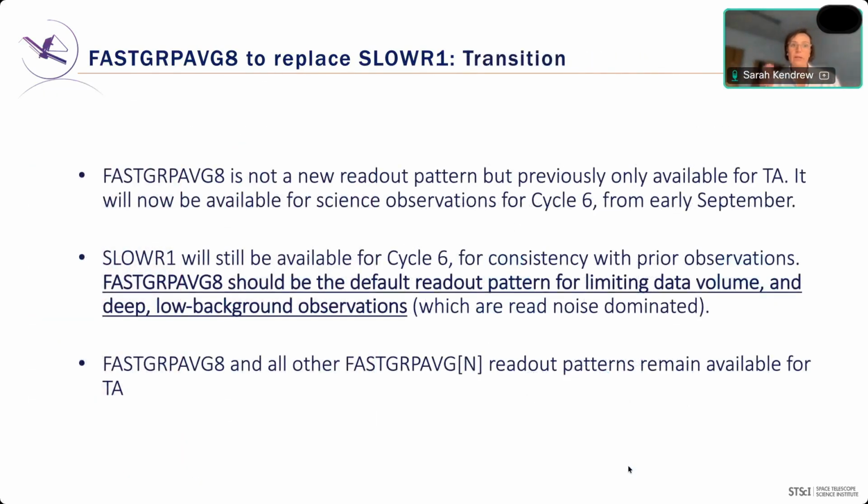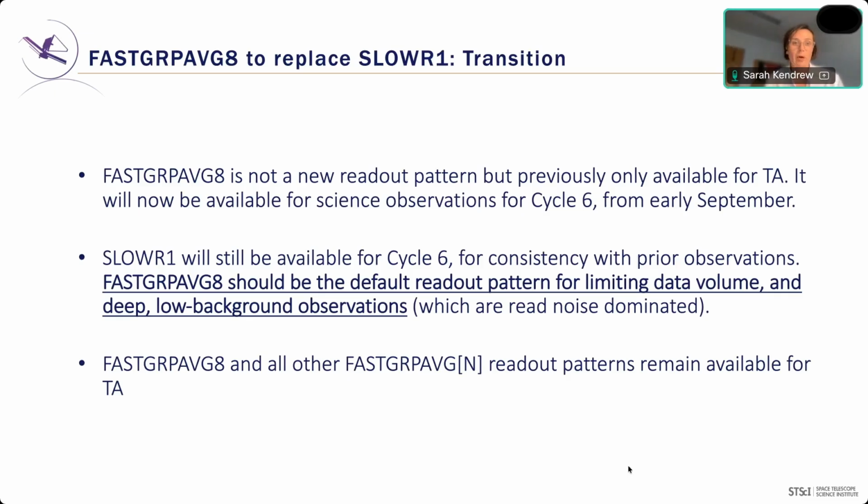As with the subarrays, we're going to keep both slow R1 and fast group average available for cycle 6. There may be people who want to use slow R1 for consistency with prior observations, but fast group average 8 should be the default readout pattern if you need to limit your data volume, if you're doing deep, low background observations where you might be read noise dominated.